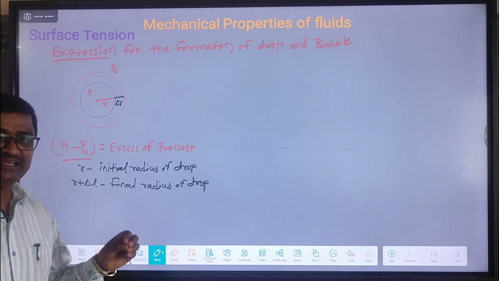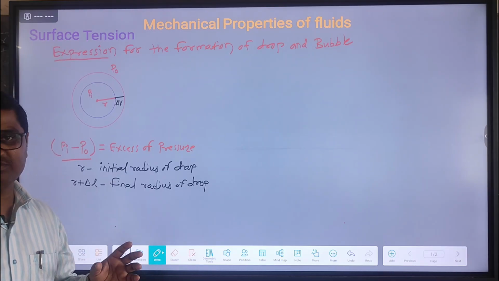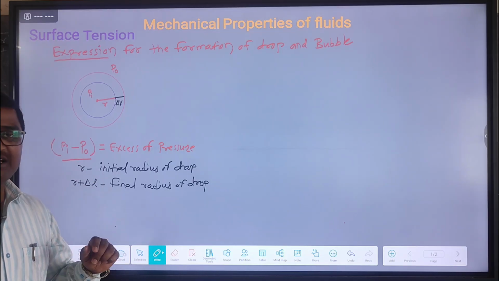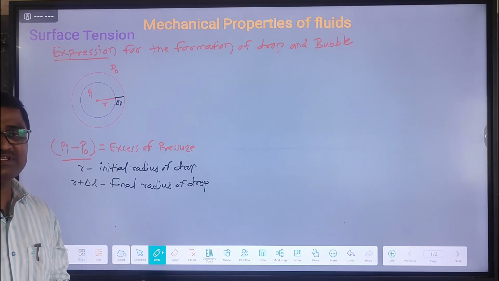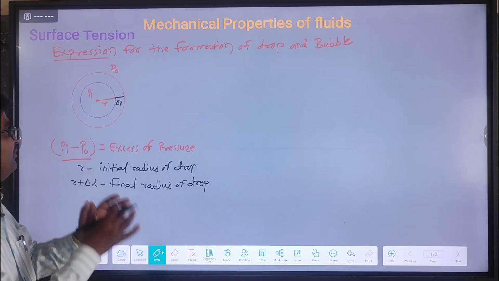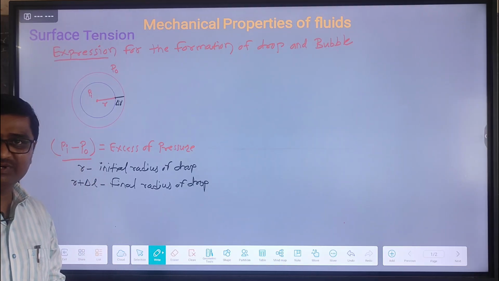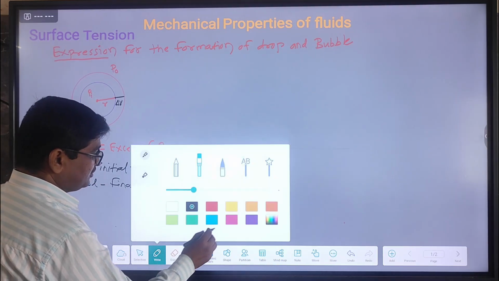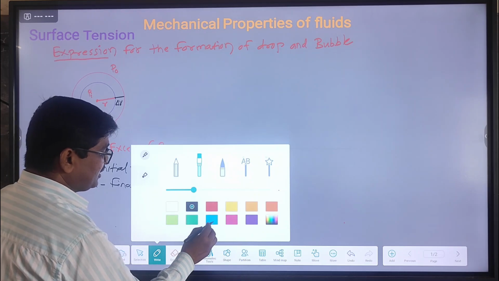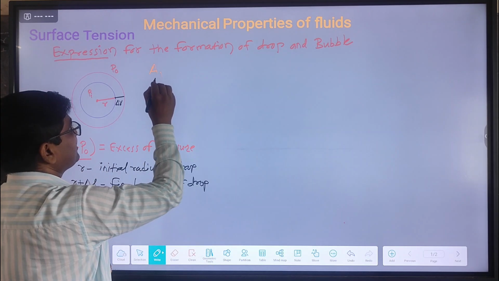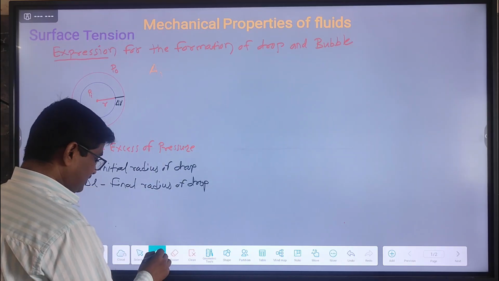So what is the initial surface area of the drop? First we find the initial surface area of the drop, then the final surface area of the drop, and then we find how much the area changes when the excess of pressure is produced. You get it clear? The initial surface area will be denoted by A1.